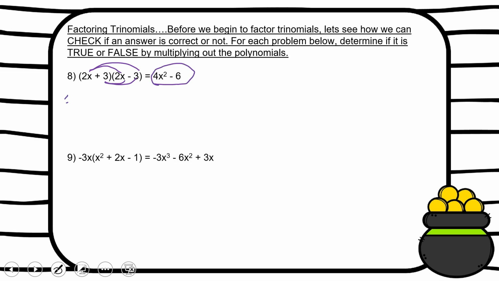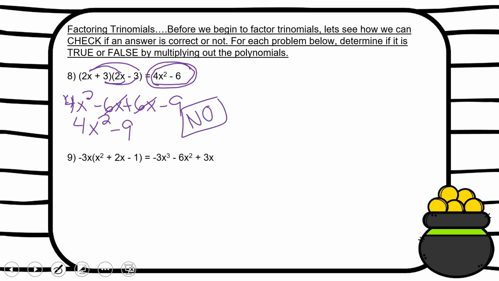So let's find out. If I start multiplying here, okay, my x's cancel out and I have 4x squared minus 9. Is that the same as 4x squared minus 6? No. So if in my check I get something different than the original problem, I know something has gone wrong.